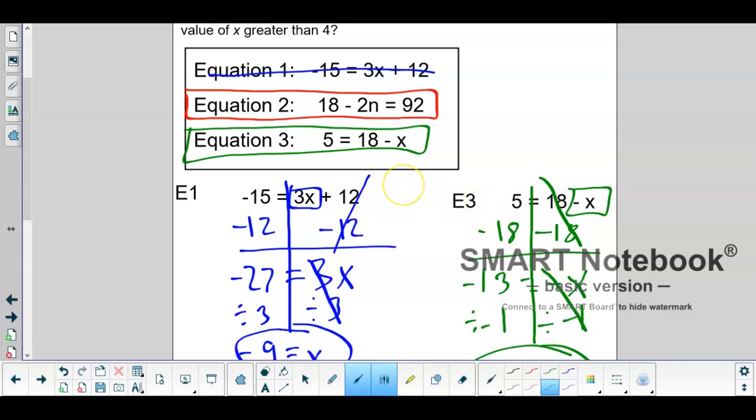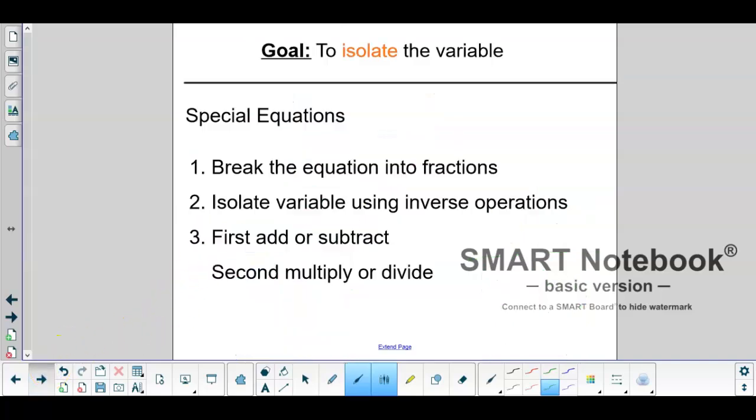So that's just the basics. Today we're not going to be working on basic standard 2-step equations. We're going to be working on what are called special equations, also known as complex equations. The goal is still going to be to isolate our variables. So nothing has really changed.